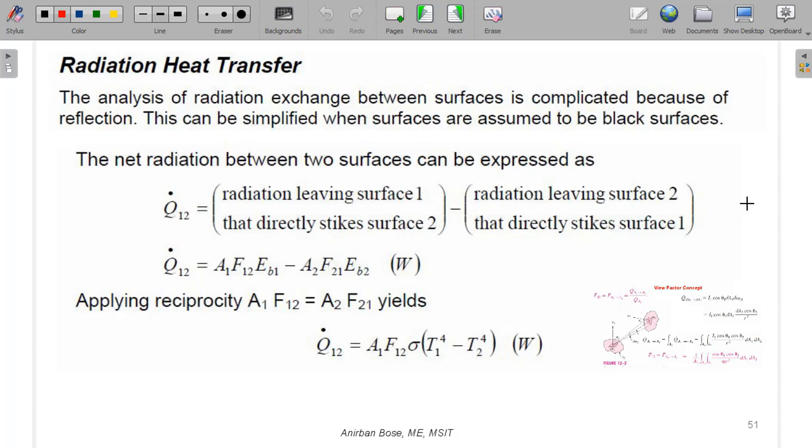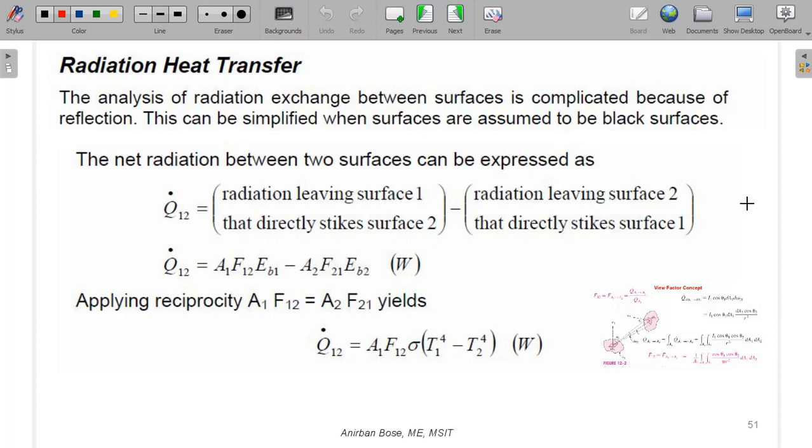But if the independent number of view factors is more than 1, then only for those independent view factors do you have to do the integration, and even that integration can be avoided if you can use the proper chart corresponding to that. The other view factors you can find using the reciprocity rule, the summation rule, or symmetry. So this concept we have seen in the last lecture.